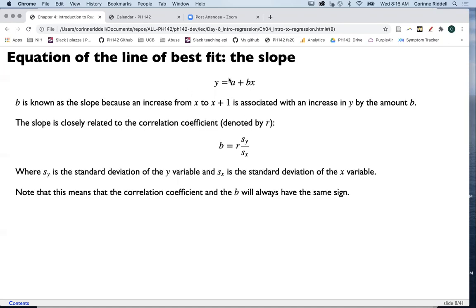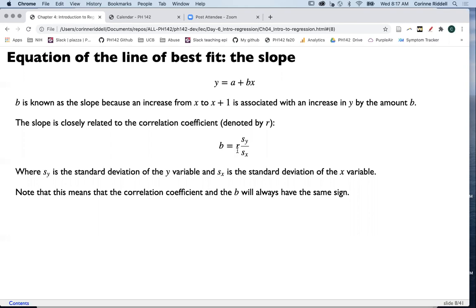Okay, so we talked about the A, which is the intercept, but what about B, the slope? So the slope term is really this whole rise over run, right? So if you change the value of X by 1 unit, then Y changes by the amount represented or estimated by B. So it really tells you how much Y changes in response to X changing by 1 unit. There's a relationship between the slope B and the correlation coefficient R.